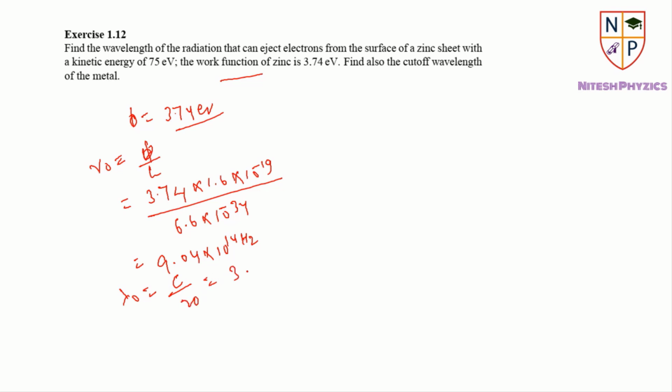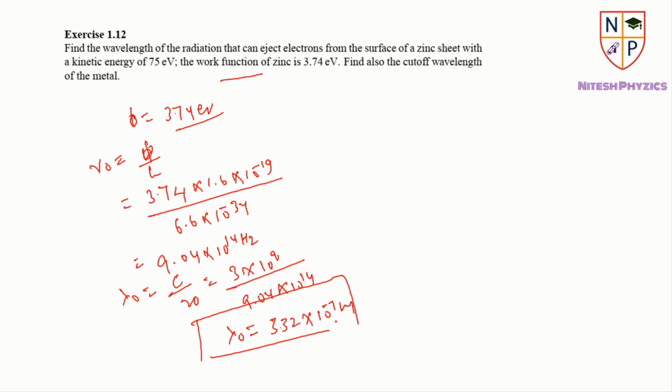Okay, the value of c is 3 into 10 power 8 meter per second, and the value of nu naught is calculated as 9.04 into 10 power 14 hertz. So the required value of wavelength lambda naught will be 3.32 into 10 power minus 7 meter. Okay, this will be the right answer.